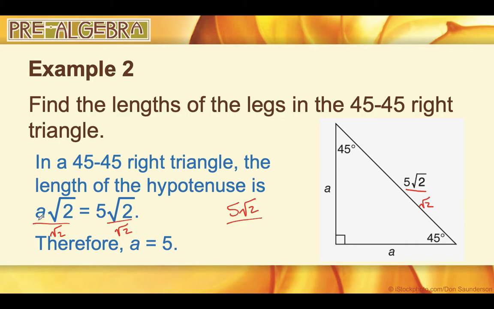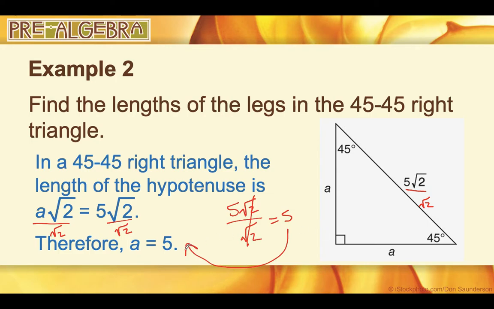So if A times the square root of 2, what is A? A is one of the sides, one of the legs. Multiply that by the square root of 2, and you will get the hypotenuse, which tells us is 5 root 2. Therefore, how do you find one of the legs? Divide it by the square root of 2. What is 5 root 2 divided by root 2? That is equal to 5, which is the value of A.